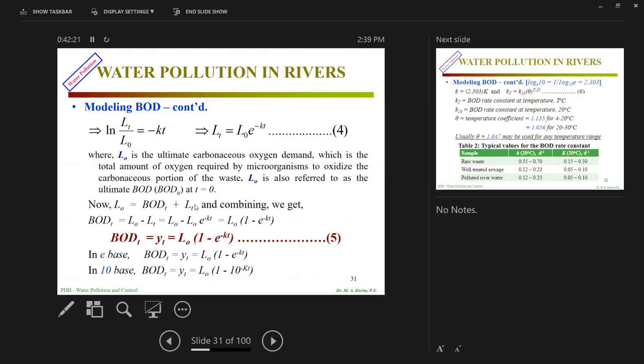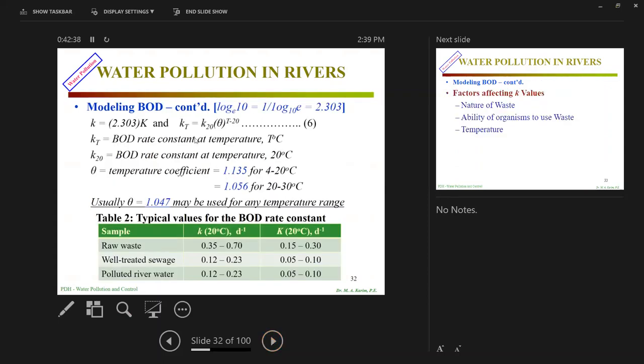This equation is in e base because I took the natural log over here. This can also be done in 10 base, meaning y_t equal to L0 into 1 minus 10 to the minus capital K t. We have to be careful on that. This is the small k and this is the capital K. So there are some differences. The relationship between these two I'm going to show now. In this case, the small k, that means the e base k, is 2.303 times the 10 base K. So here is how it comes out to be.